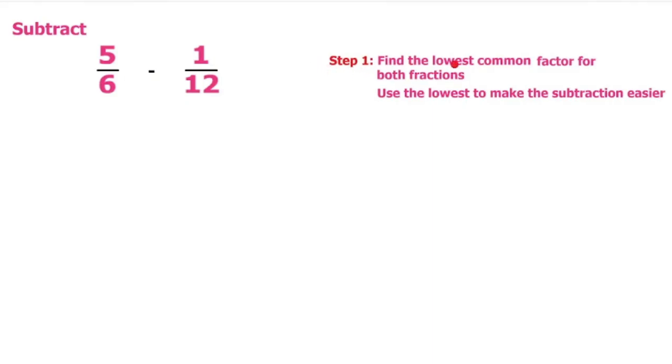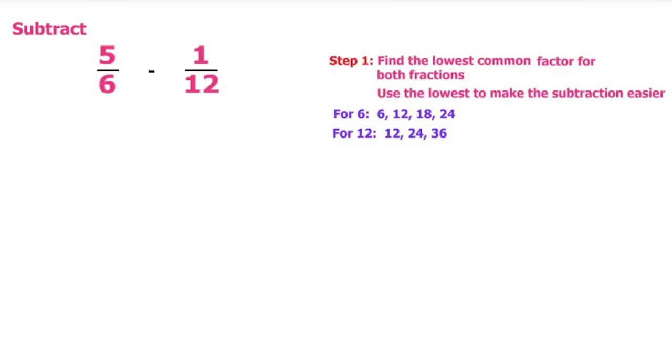First step is to find the lowest common factor for both fractions, and then use the lowest to make the subtraction easier. That's why we have to find the lowest. So let's take a look at what that means. To help you find the lowest common factor, you just need to figure out what the multiples of 6 are. So for 6, it's 6, 12, 18, 24, etc. Then for 12, it's 12, 24, 36, etc.